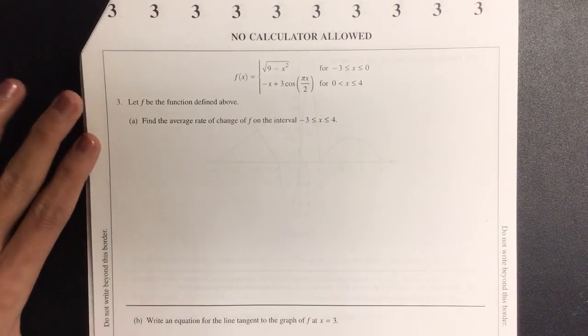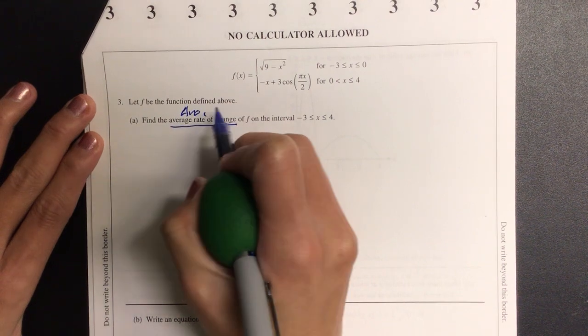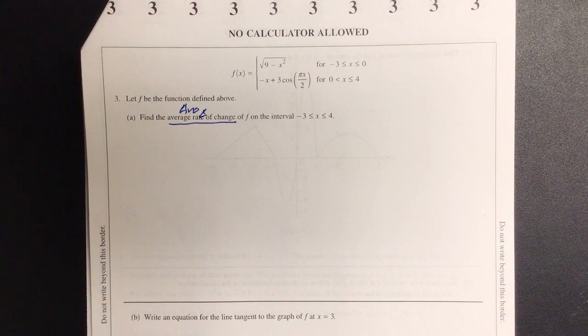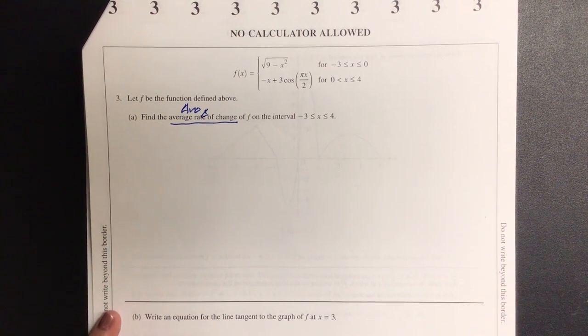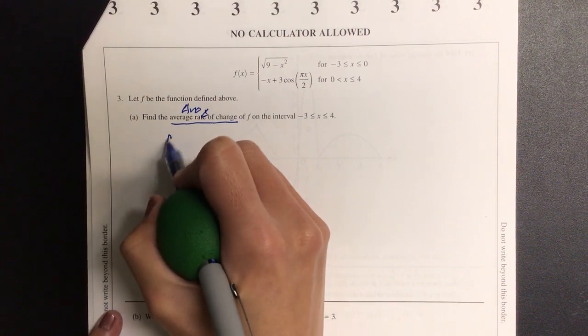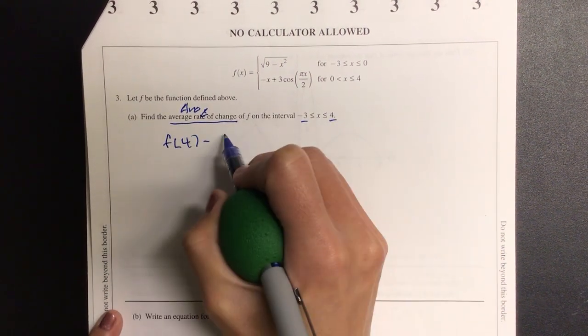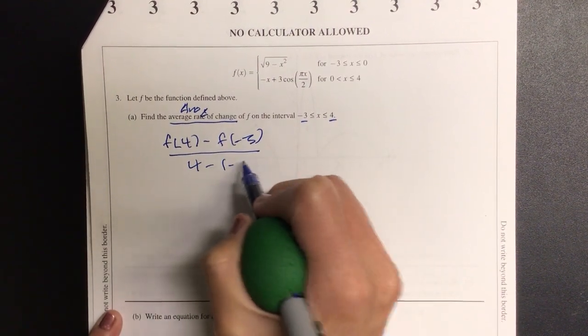Be the function defined above. Find the average rate of change of f on the interval -3 ≤ x ≤ 12. So we're looking at average rate of change. That's basically our slope. The endpoints are given to us: (f(4) - f(-3)) / (4 - (-3)).